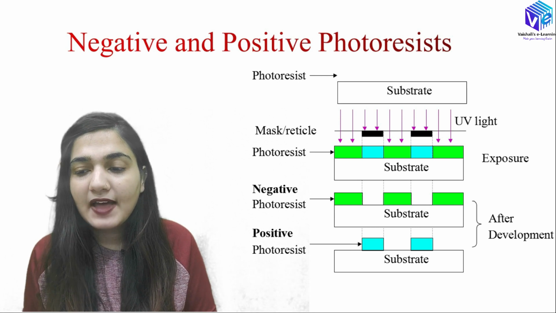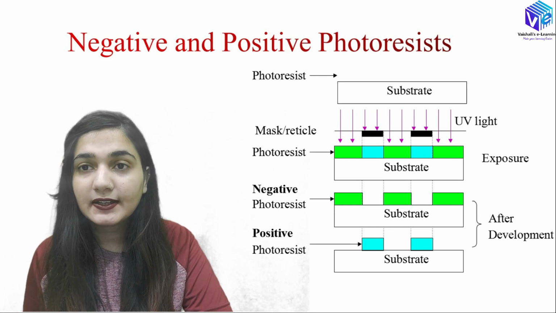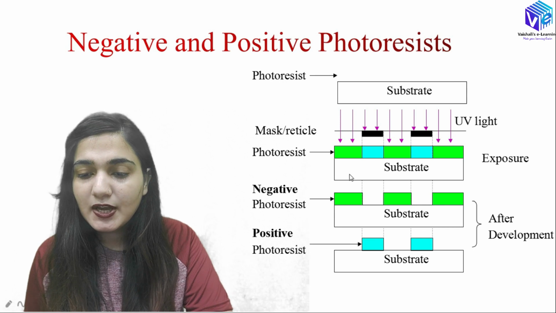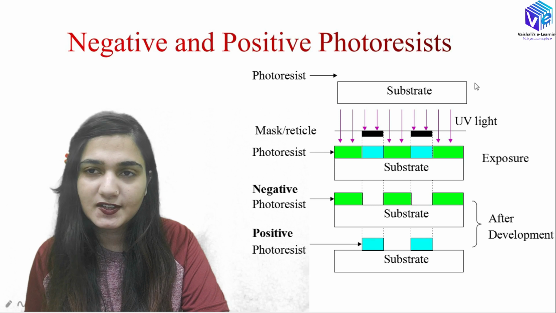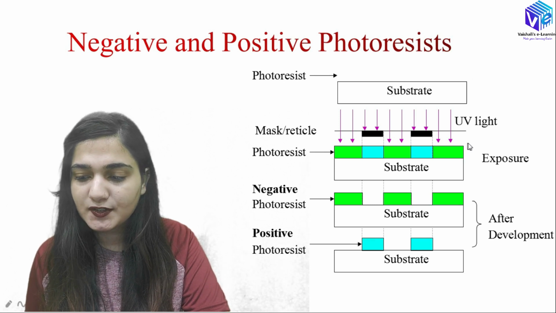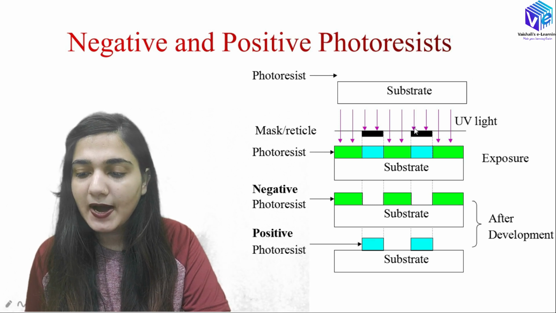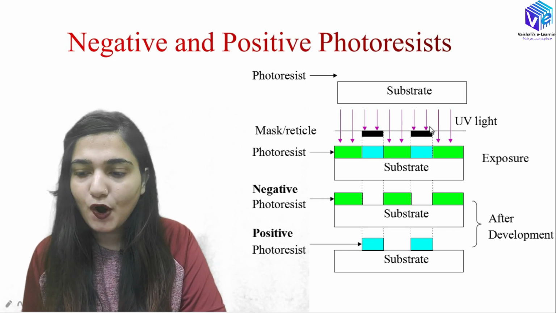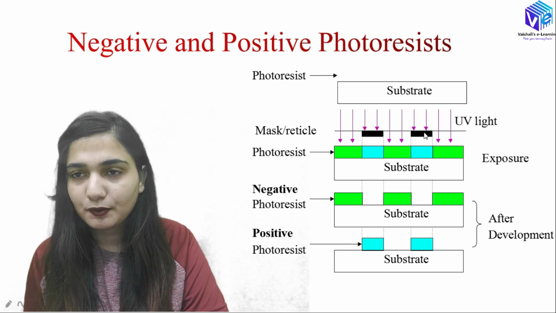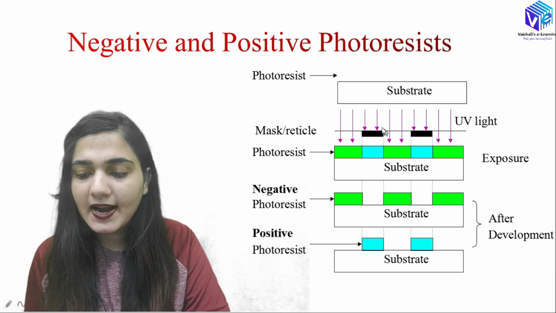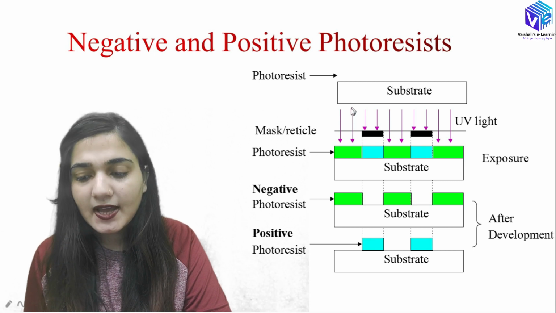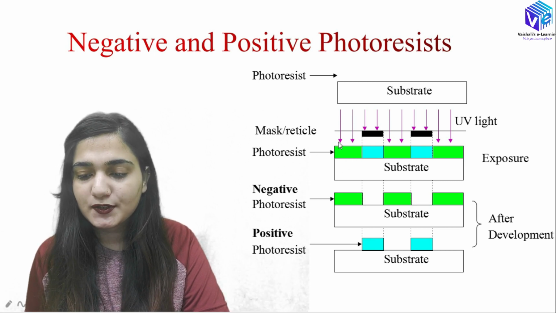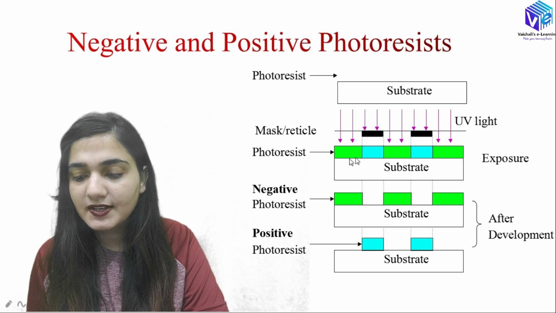Now, for negative and positive photoresist, you can see the difference with the help of this diagram. Here we have a substrate. On the substrate we make a photoresist coating, so this is the photoresist coating over here. Now this is my mask. The black part is the mask here. Through the black part the light is not transmitted. The black part is stopping the light, and wherever we don't have the mask, the light will fall on the photoresist. So here the light is falling on the photoresist, and here the light is not falling on the photoresist.